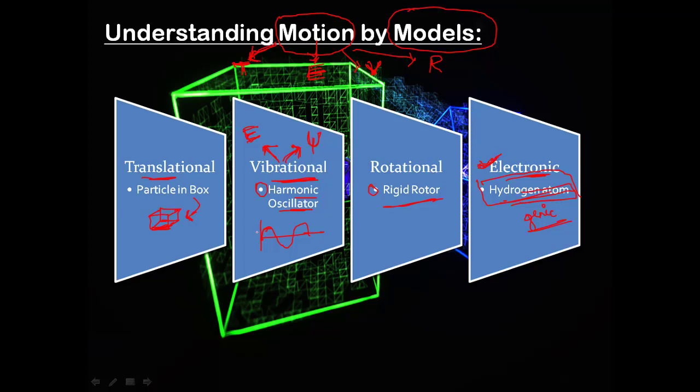All the motions, whether translational, vibrational, rotational or electronic, are in the syllabus of chemistry. When you go to the higher classes, you will be deriving the wave function and finding the energy for all the motions. But at this juncture, there is only the introductory part of quantum mechanics.